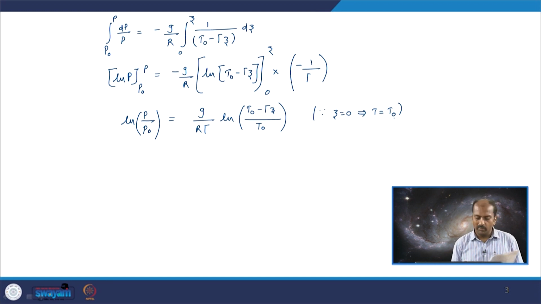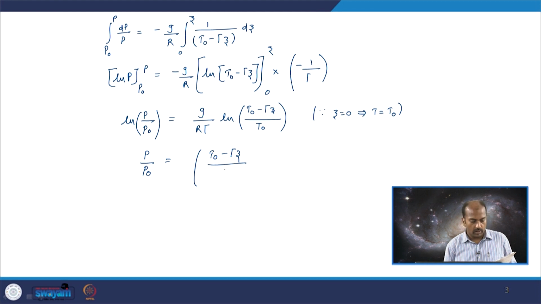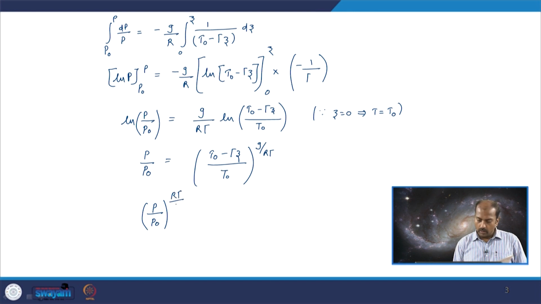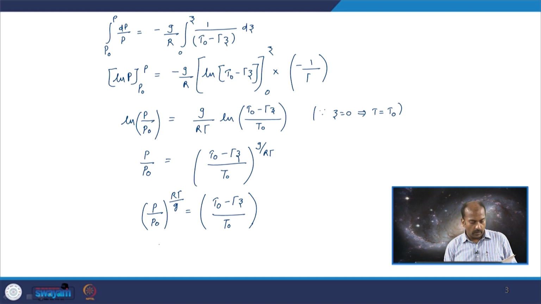Now, if you simply rearrange this equation, taking the logarithm to the right hand side, we can write P by P naught to the power R gamma by g equals T naught minus gamma z divided by T naught. I'm just rearranging the equations so that I'll simply get height at the end. So let's call this equation 5.